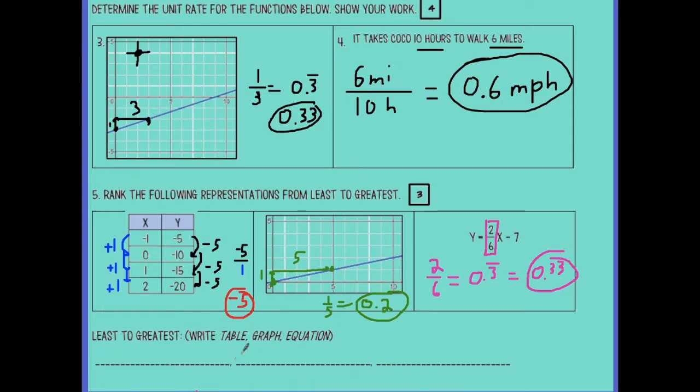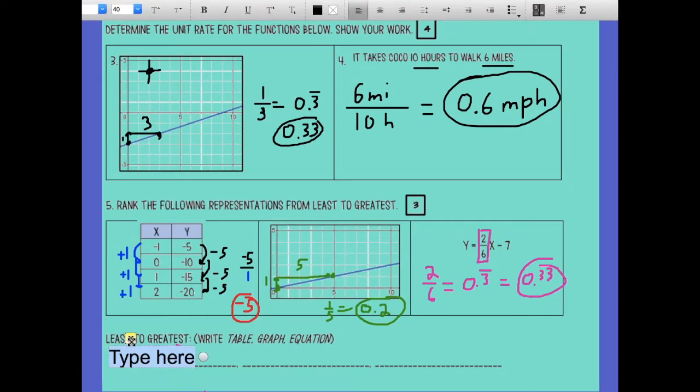And now we need to write them from least to greatest. So I got a negative number and 2 positives. So, okay, the negative is the least, right? So the table has the lowest. And then 0.2 and 0.33. Well, the next one would be the graph then. 0.2 or 2/10. And 2/6 or 1/3, which is 0.3 repeating. That would be the equation. So in least to greatest: table, graph, equation here.